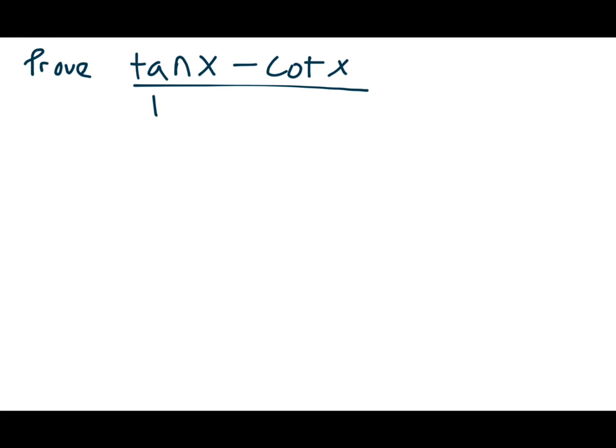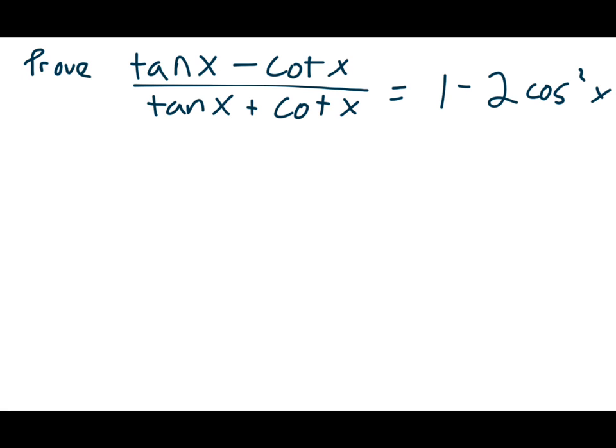Okay, now, the last one that I'm going to do here is a little bit trickier. We're going to prove that tan of x minus cotan of x over tan of x plus cotan of x is equal to 1 minus 2 cosine squared of x. Okay, so taking the left hand side, first I'm going to change tan and cotan with their quotients.